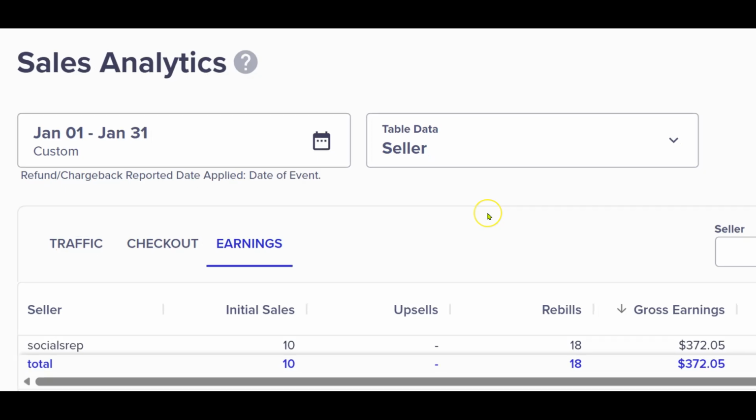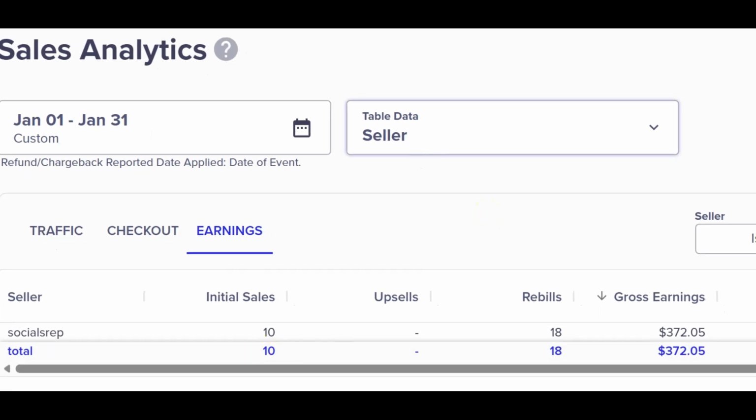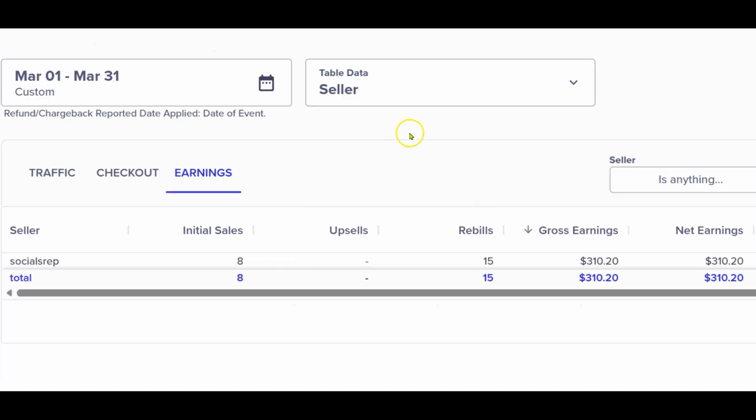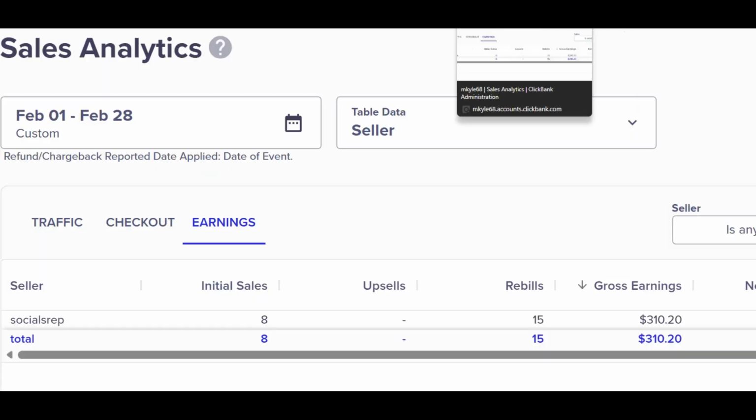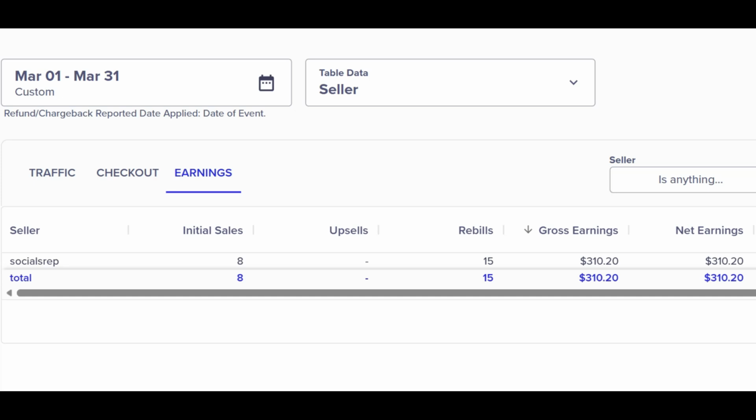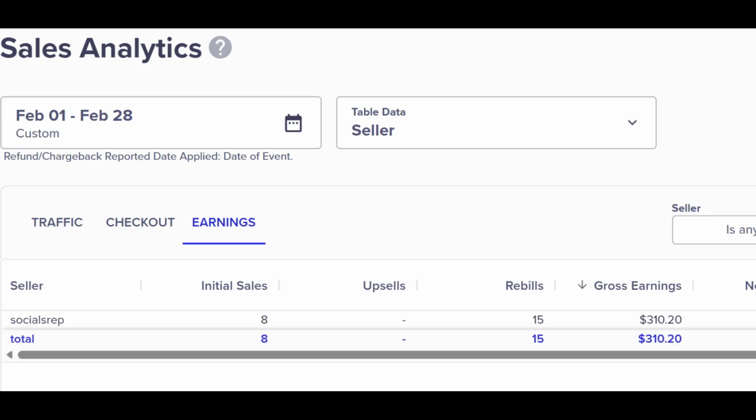Then we go back to January. Let's see, we had 10 sales. So we have 8 in March. 8 initial sales in March, 8 initial sales in February. 3,10,20 in rebills in March, 3,10,20 in rebills in February.